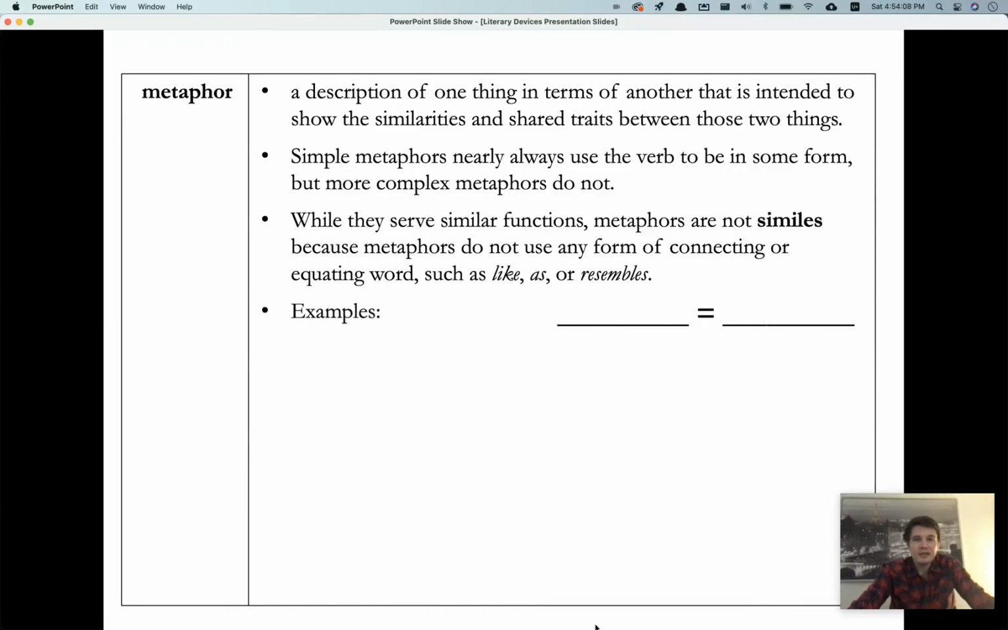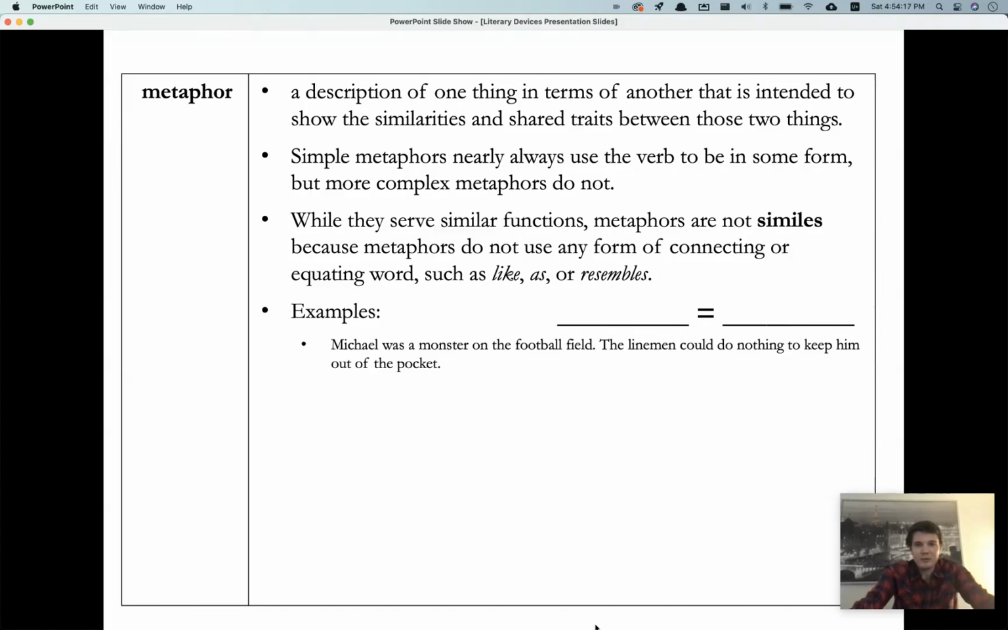So some examples here. Michael was a monster on the football field. The linemen could do nothing to keep him out of the pocket. Right. So we have Michael on one side. Michael equals monster. Right. There are some shared traits between Michael and a monster, like being really tough and strong, and maybe even people being afraid of him. There's a comparison there that you can use to set up that equation.